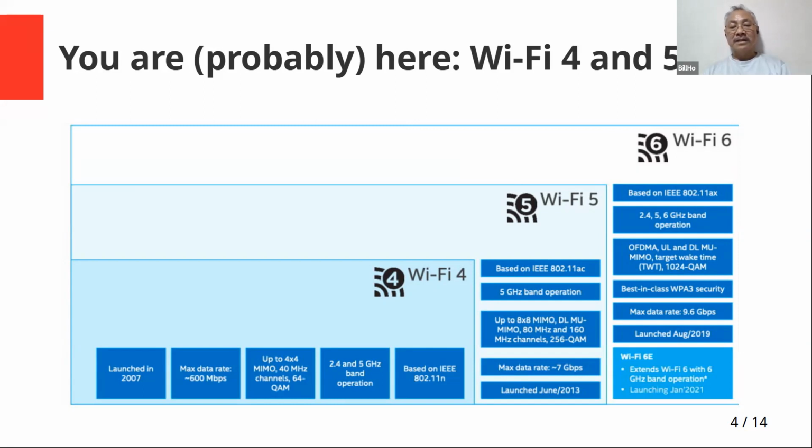Then this Wi-Fi 4 uses the frequency bands of 2.4 gig and 5 gig. Both of these are ISM bands, meaning unlicensed. This is actually based on IEEE 802.11n, this Wi-Fi 4.